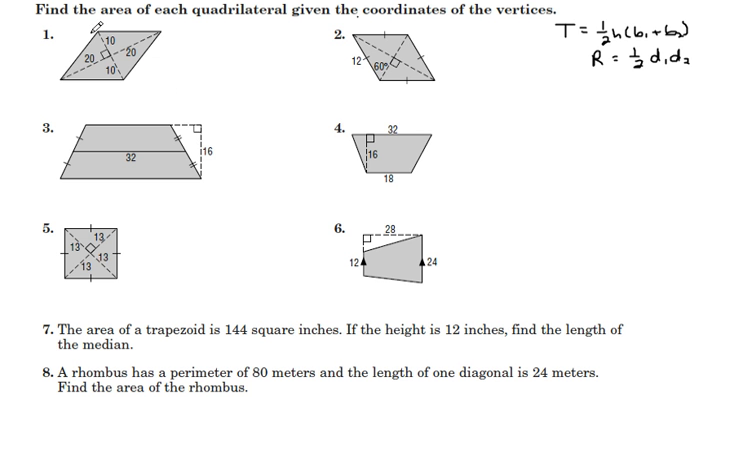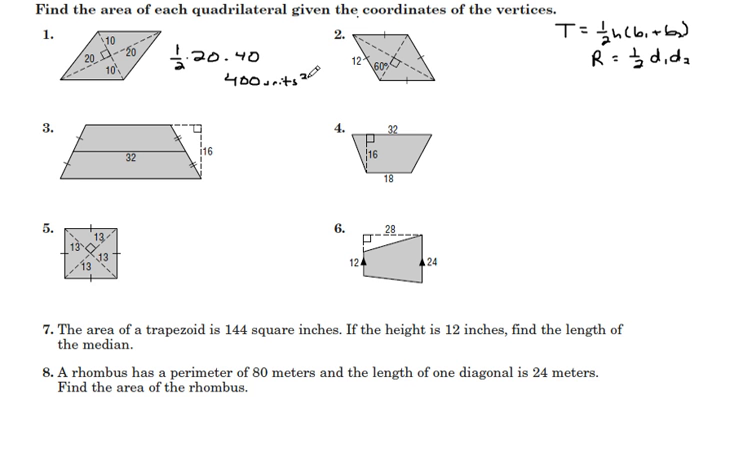Okay, for number 1 here we have a rhombus. We're going to take 1/2 of one diagonal, which adds up to 20, times the other diagonal, which adds up to 40. So 1/2 of 20 times 40 is 400 square units.